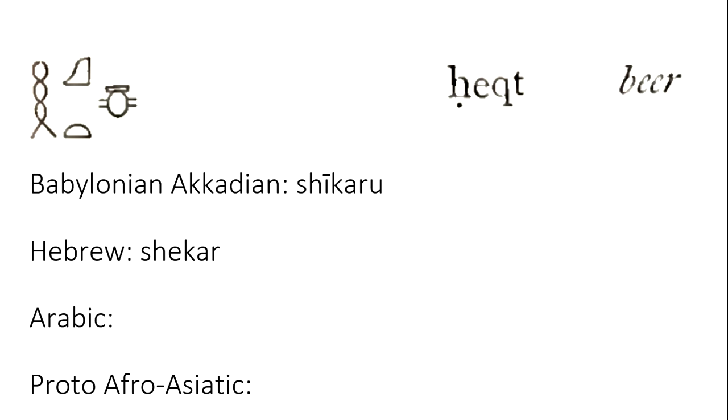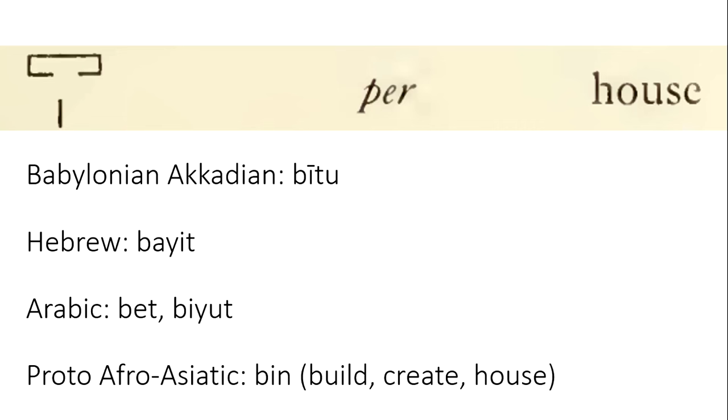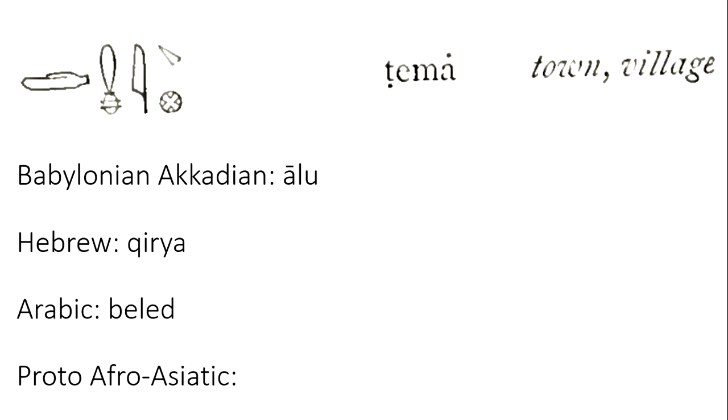Hecht, beer. Hips, clothes. Per, house. Actually, the word we get pharaoh from, you may not know: great house. Anep, wall. Tema, town or village.